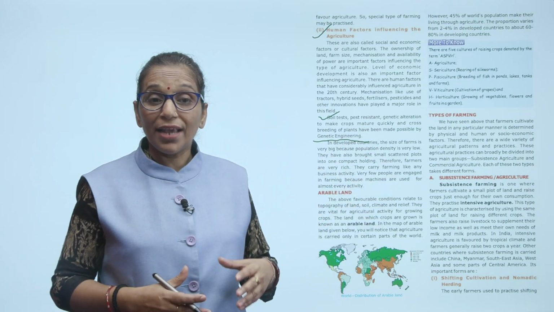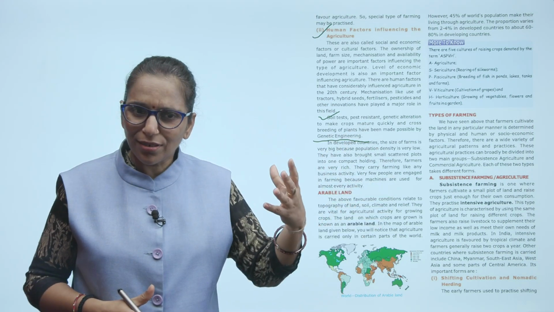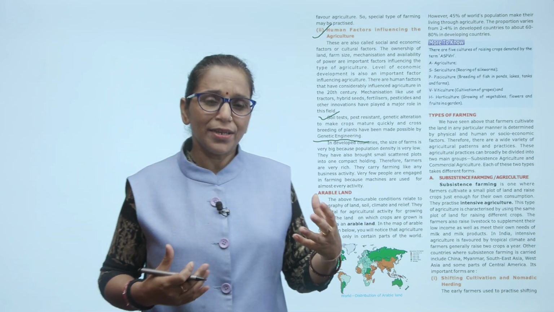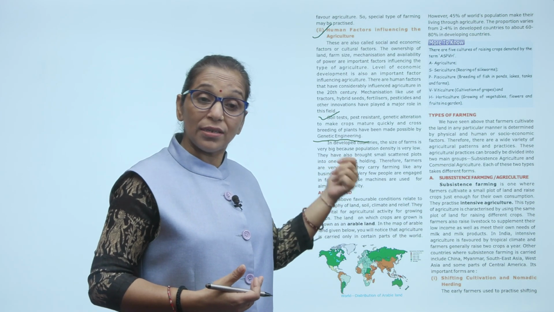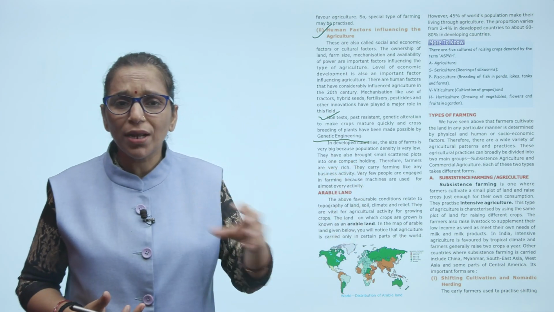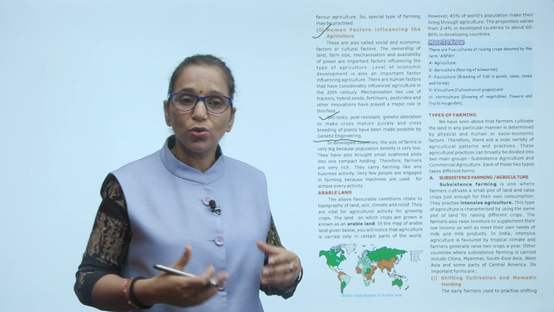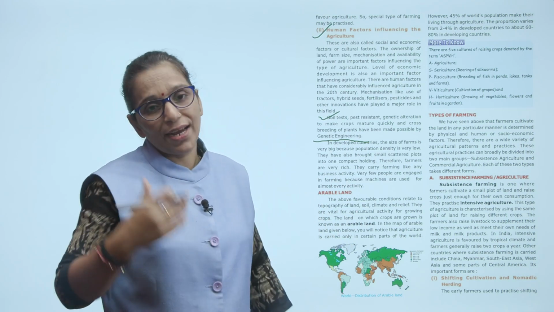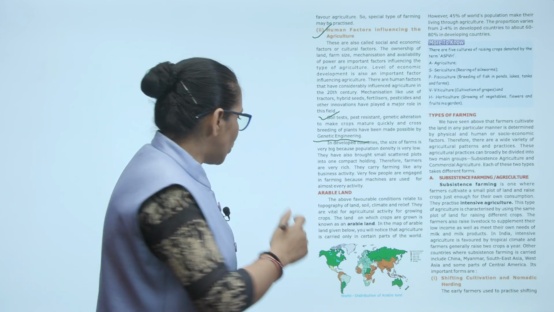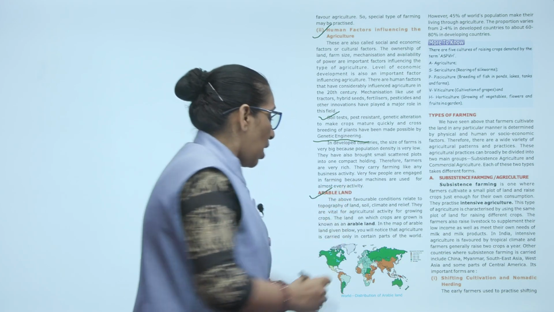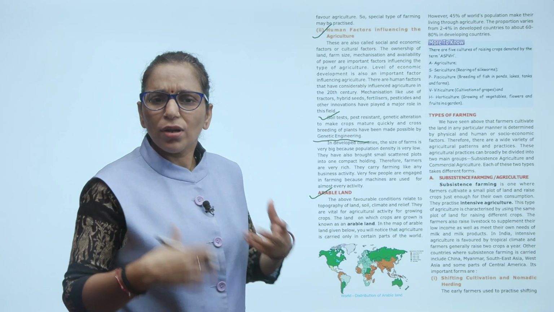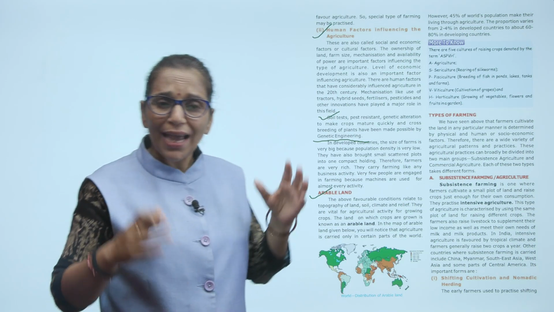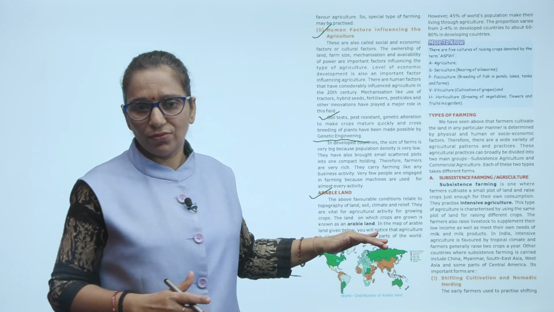They carry on farming like any business activity, unlike India. In India we are not enjoying the farming activity, but there they enjoy it because it acts as a business activity. Very few people are engaged in farming because machines are used for almost every activity. Now moving to arable land, the favorable conditions relate to topography of land, soil, climate or relief. So they are vital for agricultural activity.